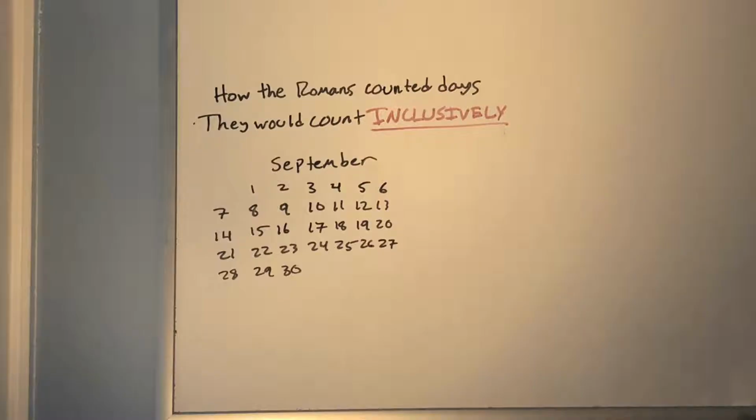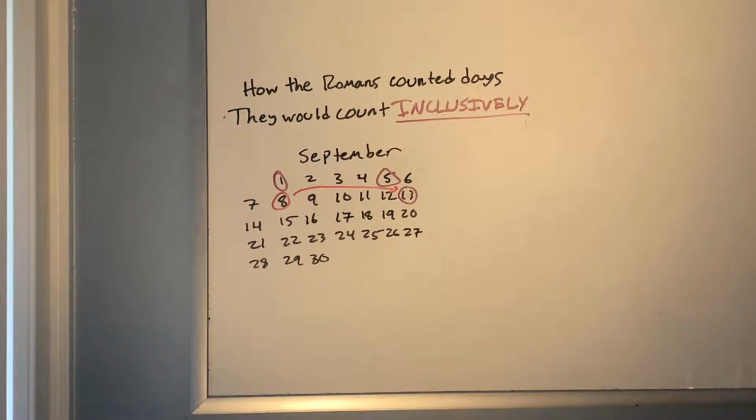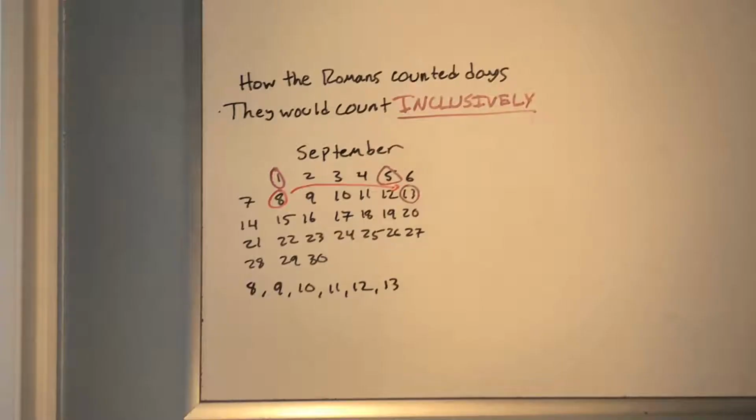Let's take the month of September. Here are all the days in September, and I have the calends, the nones, and the ides circled on the 1st, 5th, and 13th, respectively. Let's just take September 8th, and I want to count the days between September 8th and September 13th. So at the bottom there, those are all the days: the 8th, the 9th, the 10th, the 11th, the 12th, and the 13th. Here's what I mean about the inclusive counting.